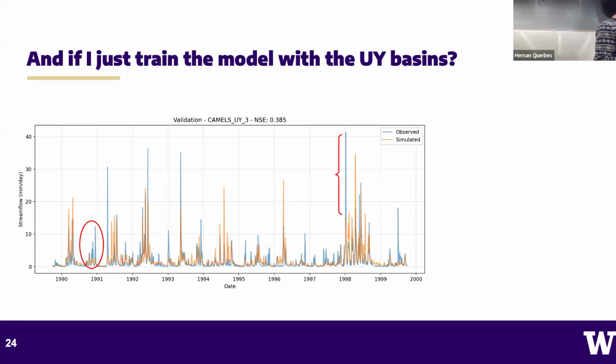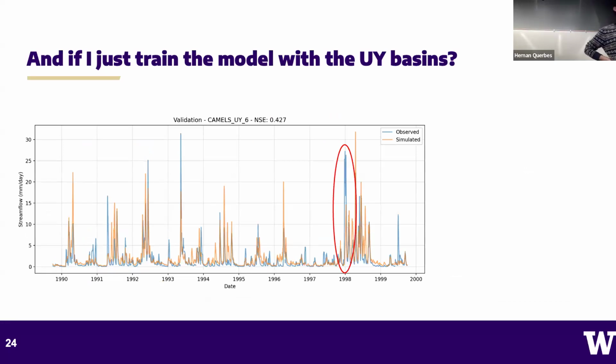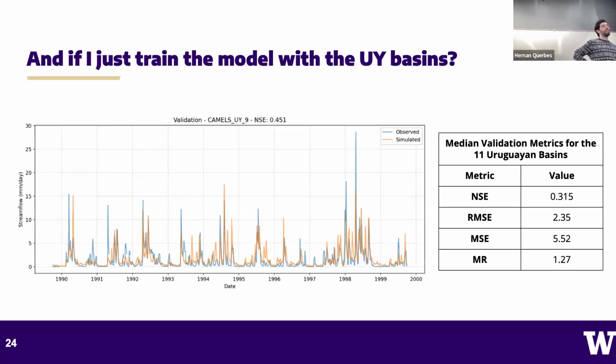So then we thought about just training for the Uruguayan basins to see what happens. And still, this was the case. We were missing a lot of peaks, over predicting some of them by a lot, as well as under predicting. The timing is not good either. So this was looking very bad.